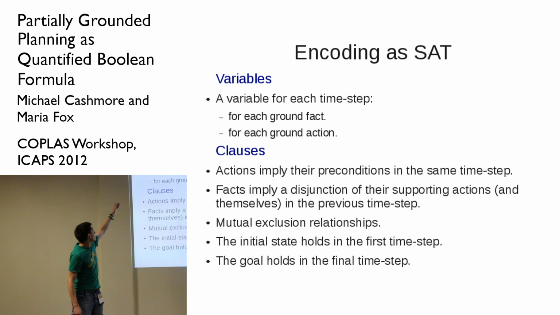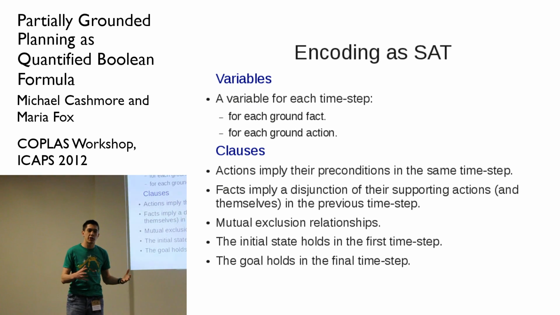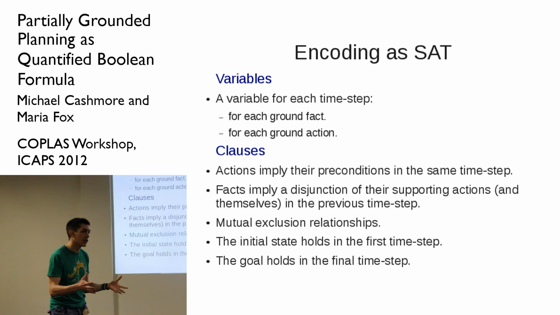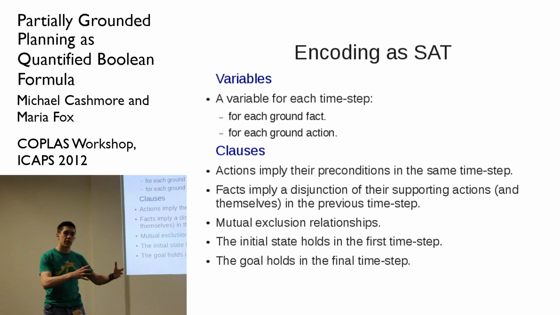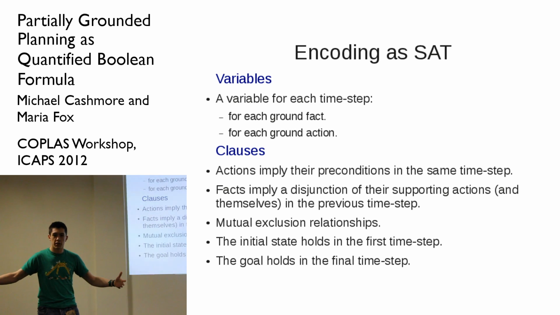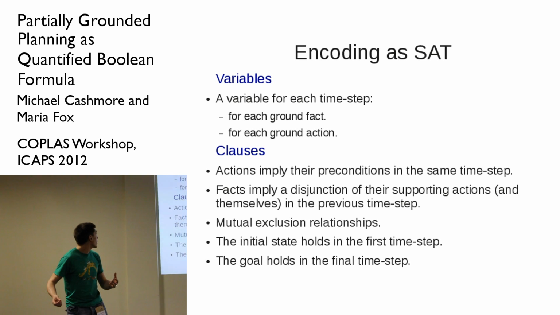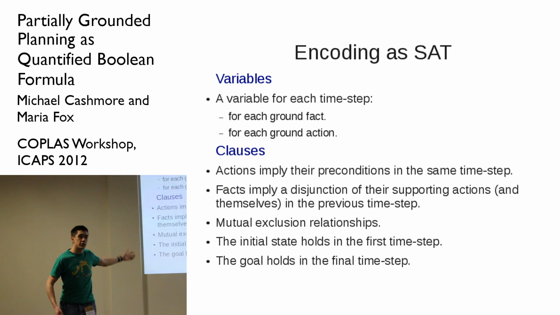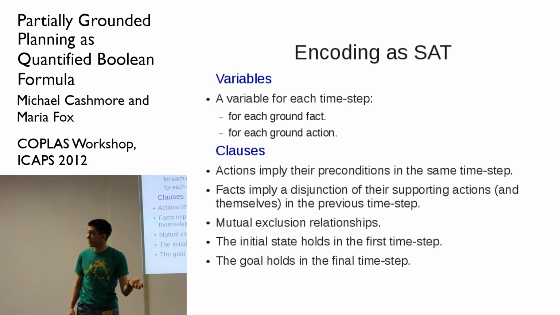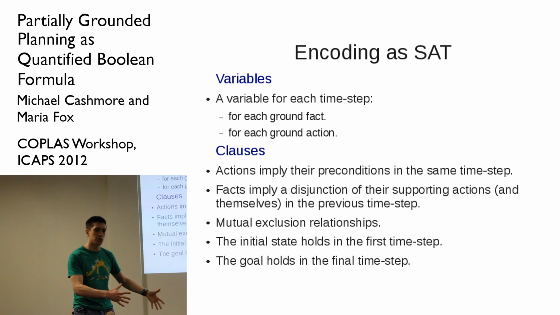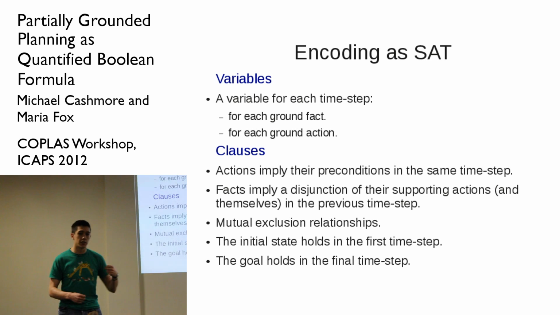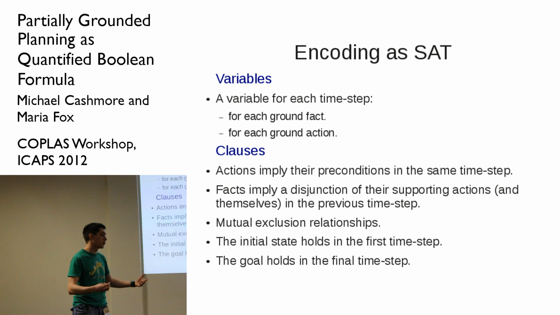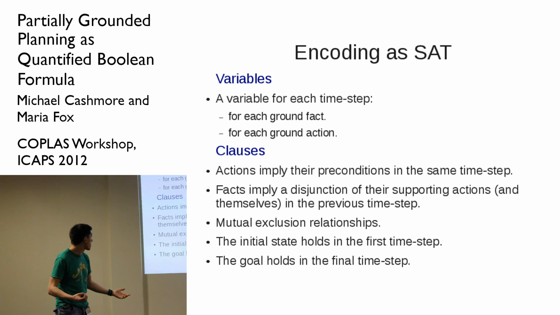So there's a variable for each ground fact and for each ground action, and this creates a set of variables which describes the state. Then you copy this set of variables and have a state for every time step, and then the constraints enforce that action variables that may be true in any step imply that their preconditions must be true in the same step. Any fact that is true in the step must be supported by an action variable in the previous step, or it must itself be true in the previous step.